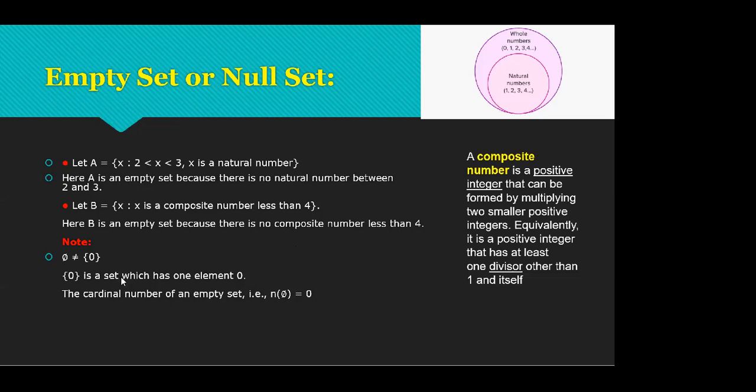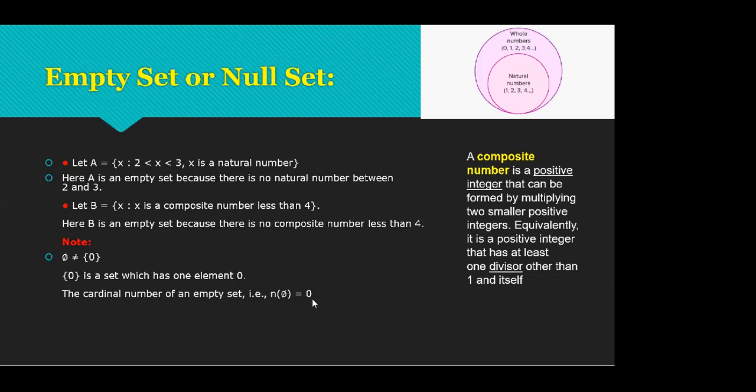Got it? So that is how we look for an empty set. And this one, phi is not equal to the set that contains 0. This is what I'm telling you earlier, because this is a set which has an element 0.